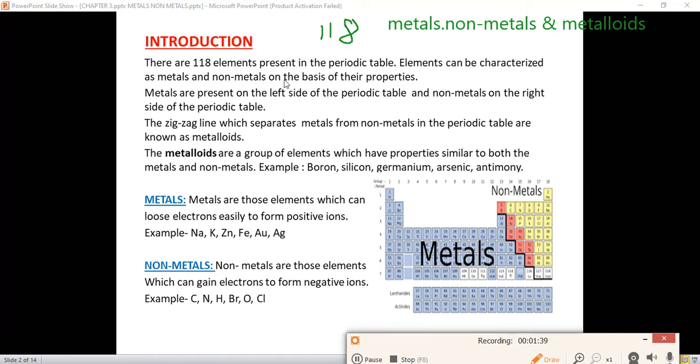Elements can be classified as metals and non-metals on the basis of their properties, meaning metals have different properties and non-metals have different properties. You all know many types of metals and non-metals we use in our daily life. Can you tell me the names of some of the metals and non-metals which we use in our daily life? Some of the metals which we use in our daily life are aluminium, copper, gold, silver, etc. And the non-metals which we use in our daily life are carbon, oxygen, hydrogen, etc. Now let's have a quick look at the periodic table.